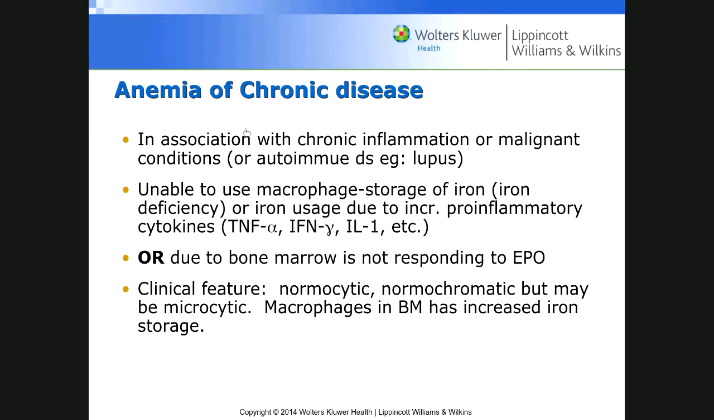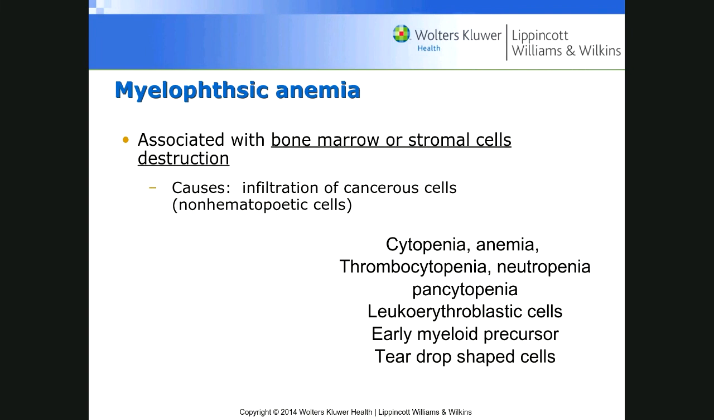Anemia of chronic disease, we talked about already. IL-1 alpha, usually that's increased, that is chronic disease. Myelophthisic, bone marrow is crowded out, destruction of the bone marrow. Everything goes down, that's pancytopenia, you can see that.